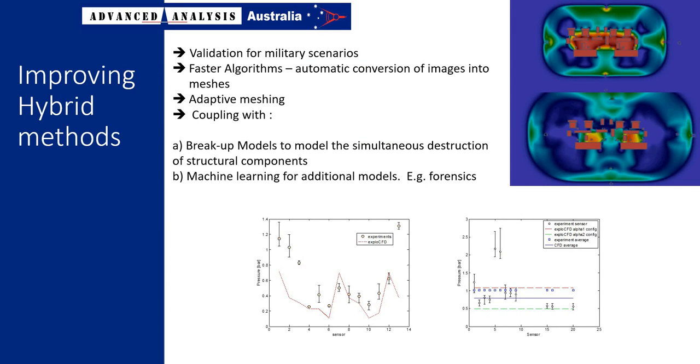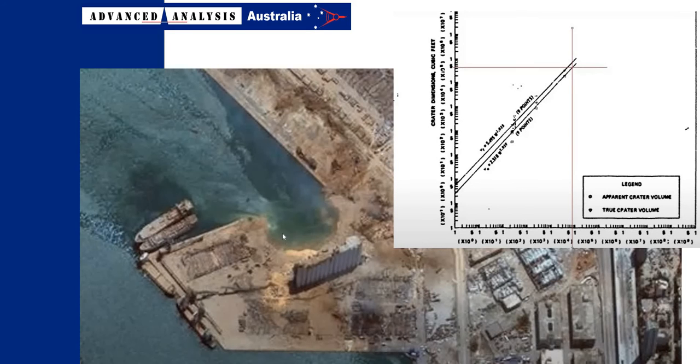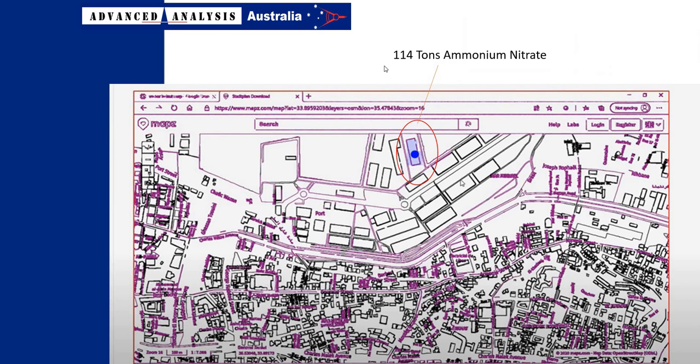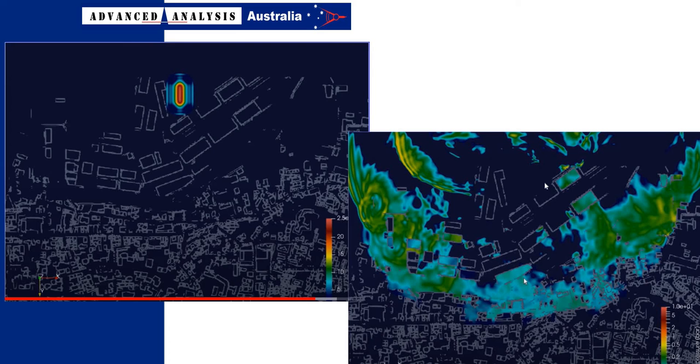ammonium nitrate was ignited in the explosion. And one of the easiest ways to do that is to look at the crater. And in fact, when you look at the crater, you can easily calculate the number. It actually turned out to be 114 tons of ammonium nitrate. And the results produce an explosion that sort of matches the results that you want.